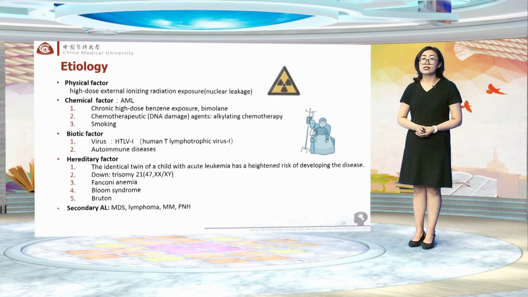The fifth is the secondary AL, which means the leukemia secondary to MDS, lymphoma, multiple myeloma, paroxysmal nocturnal hemoglobinuria, and the others.